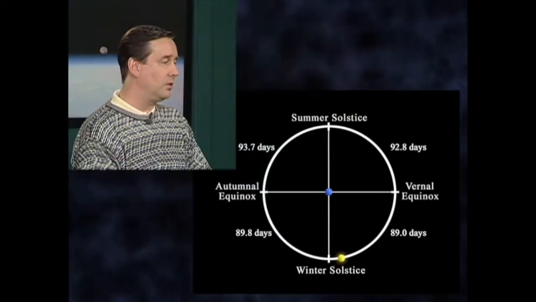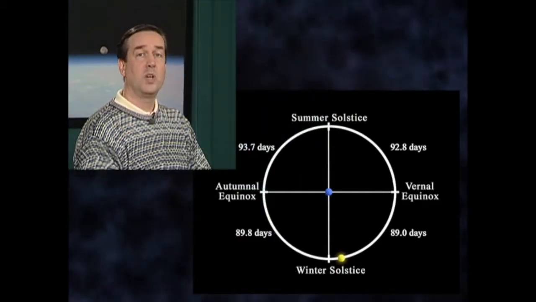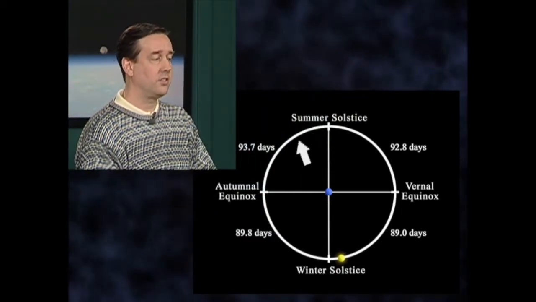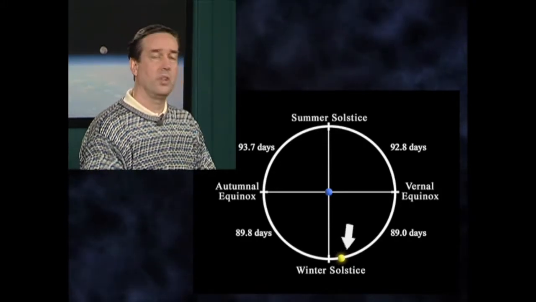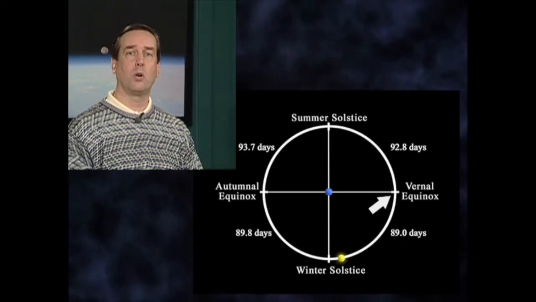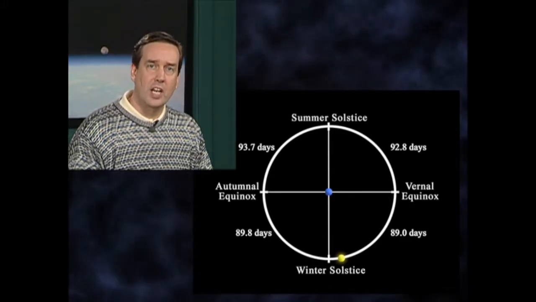So if we look at the sun's motion and the real seasons, we can see that summer is much too long for this arc. This arc needs to be longer. And winter is too short for this arc. Winter needs to be shorter. How would you reconcile that?